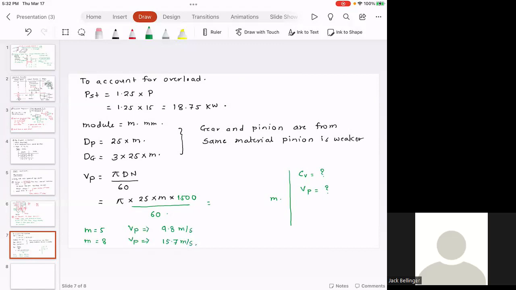Out of this, which velocity would give you maximum amount of dynamic load? For an example, you have velocity at 9.8, you have velocity at 15.7. You agree with me, 15.7 velocity is more dynamic than the 9.8, which is about 10 meters per second velocity. So I can safely assume my velocity factor, and for this, I really want you to look at the velocity factor equation. That equation is given on page number 1039.